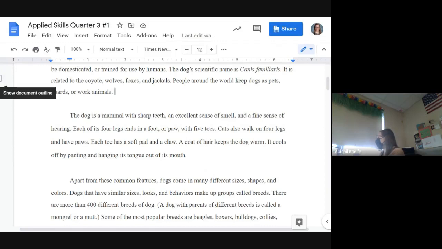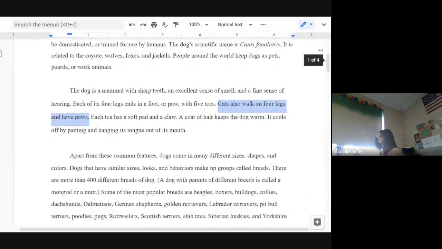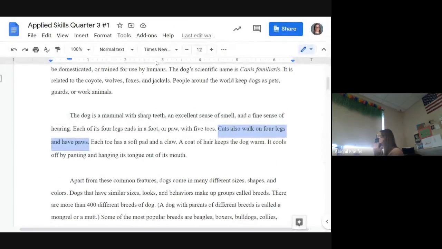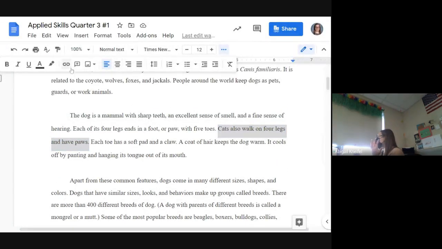Ethan, your hand was up. Is there a sentence in here that does not go along with what we were talking about? Give me a thumbs up if you agree with Ethan. Were we talking about cats? No, we're talking about dogs. Right, we are talking about dogs. So there is no reason to have this in our paragraph. So this should be one thing that you're highlighting.